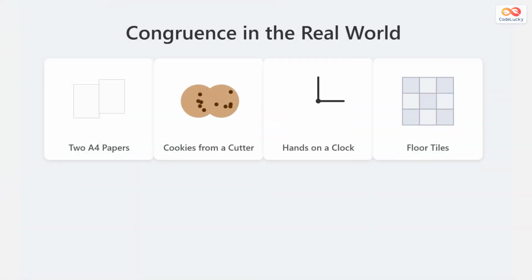The idea of congruence is all around us. Think about two sheets of paper from the same pack or two cookies made from the same cookie cutter. Other examples include identical floor tiles or the hour and minute hands of some clocks. These objects are congruent because they are manufactured to be identical.